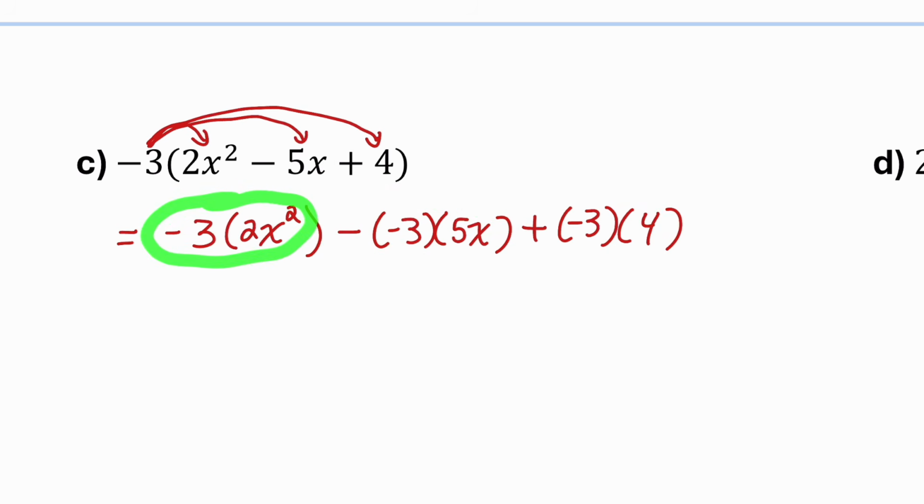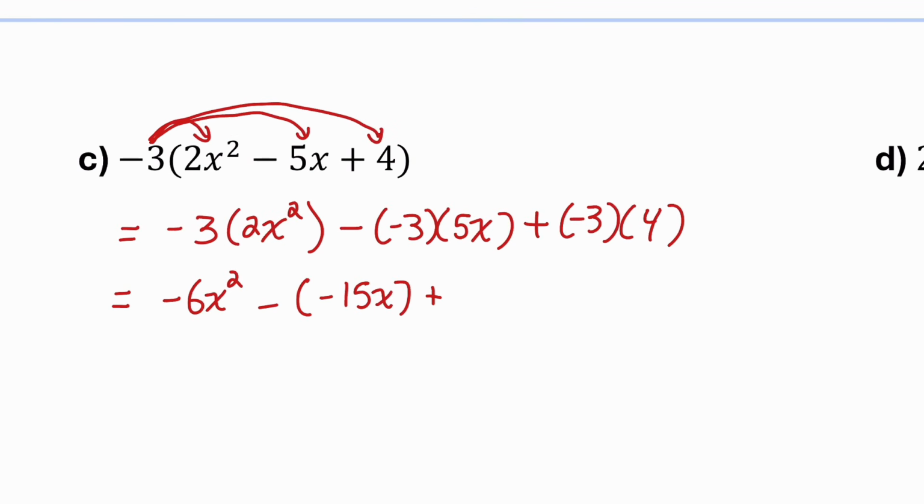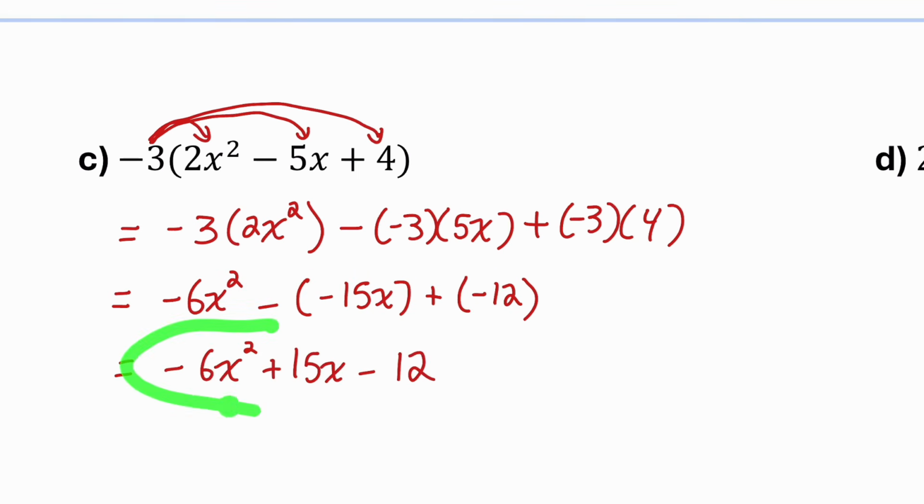Negative 3 times 2x squared, multiplying the constant factors together, gives me negative 6x squared. Minus negative 3 times 5x is negative 15x. Plus negative 3 times 4 is negative 12. And then subtracting a negative can change to plus, and adding a negative can change to minus. And this is my final answer. There's nothing else I can simplify. These 3 terms are not like terms, so they can't be collected together.